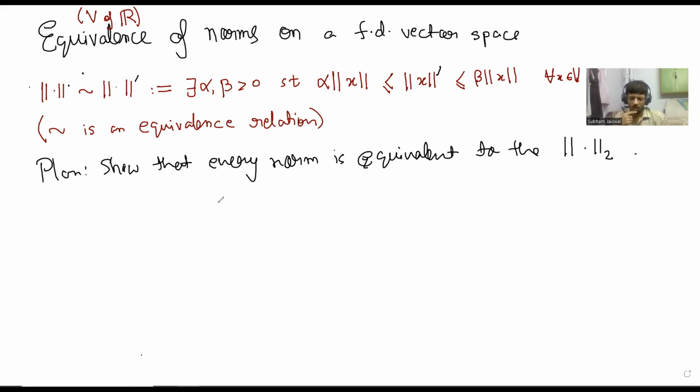Right, but you need to show that all norms are equivalent. So that is where maybe you can use topology, things like that. So let's write that: norm is a continuous function. Any norm is a continuous function.